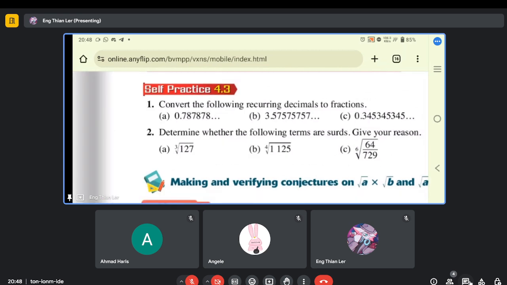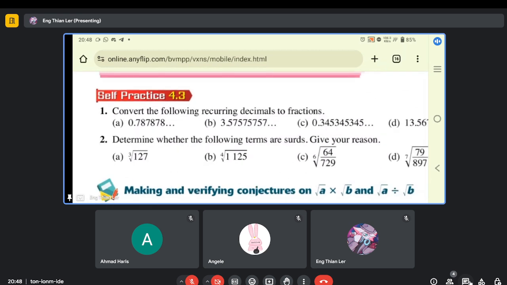Give a reason. So how to give a reason? Because the cube root of 127 cannot be written as a fraction, and that's the only answer.